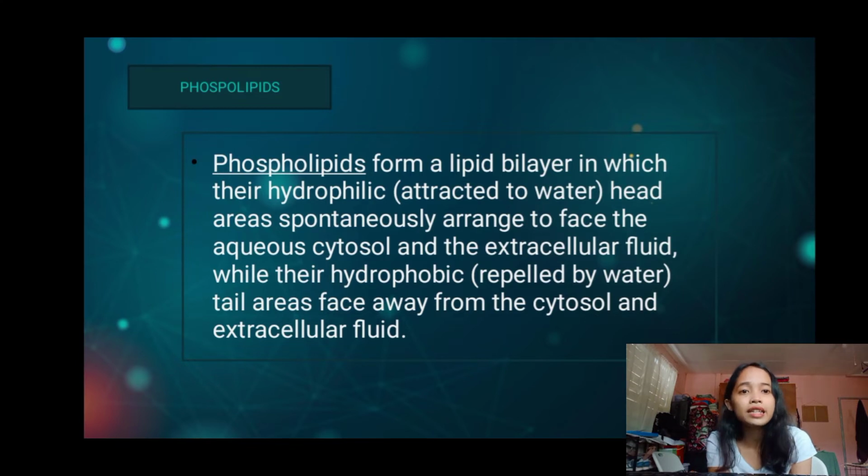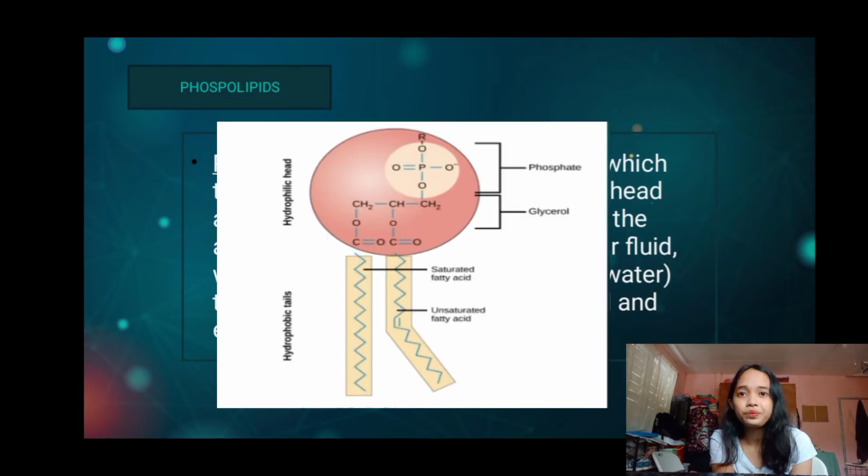Hydrophilic means they are attracted to water. Hydrophobic means they repel water, or are repelled by water. So the hydrophilic is the head area, and the hydrophobic is the tail. As you can see in the picture, the circle or the upper one is the hydrophilic head, and this is the tail, which is the hydrophobic. The hydrophobic tail consists of the saturated fatty acids and the unsaturated fatty acids.